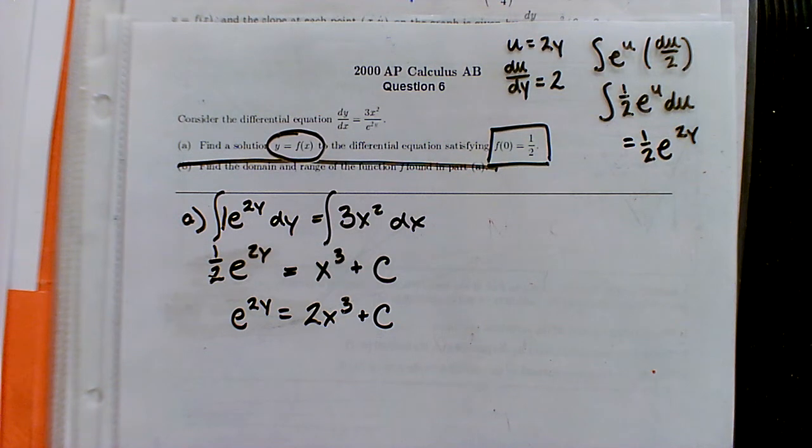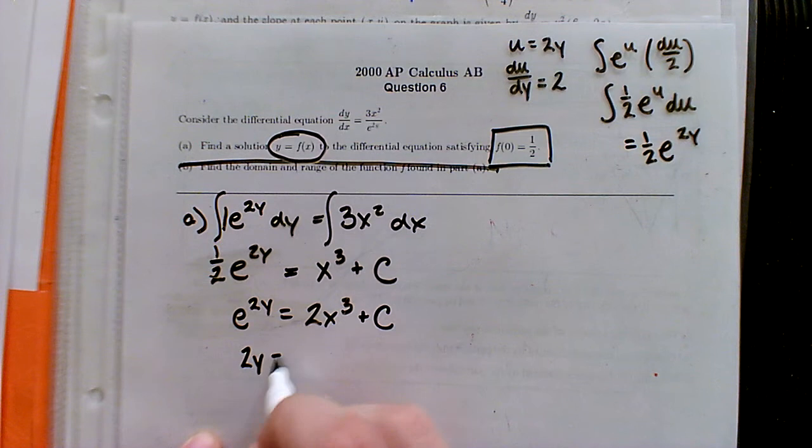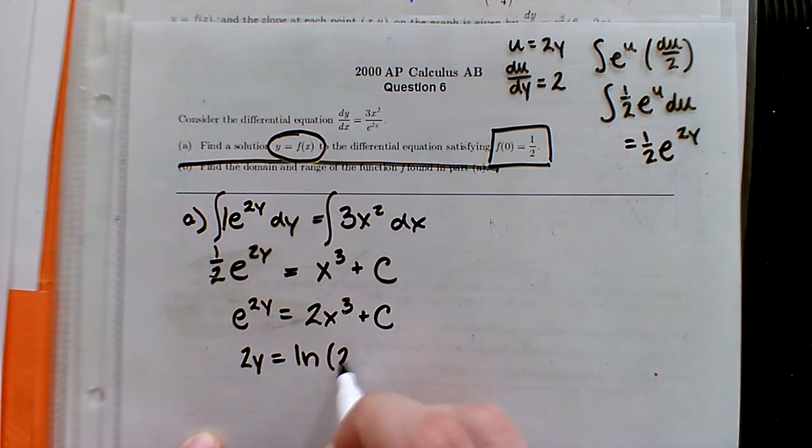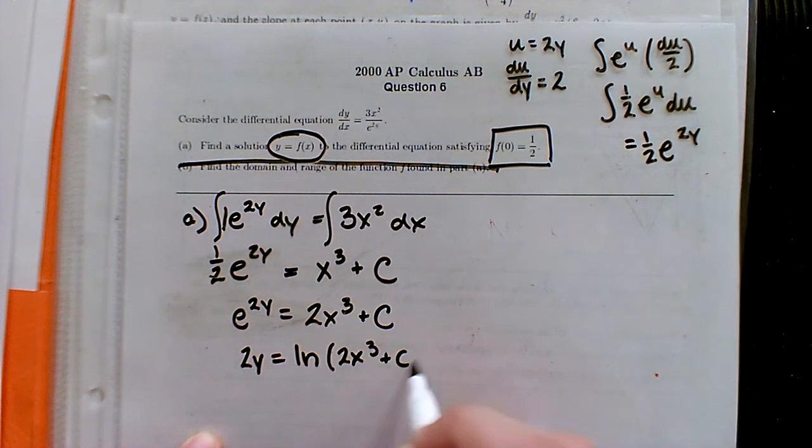Can we keep going from there? How can we move a base of e to the other side? A natural log. So natural log of 2x to the third plus c.